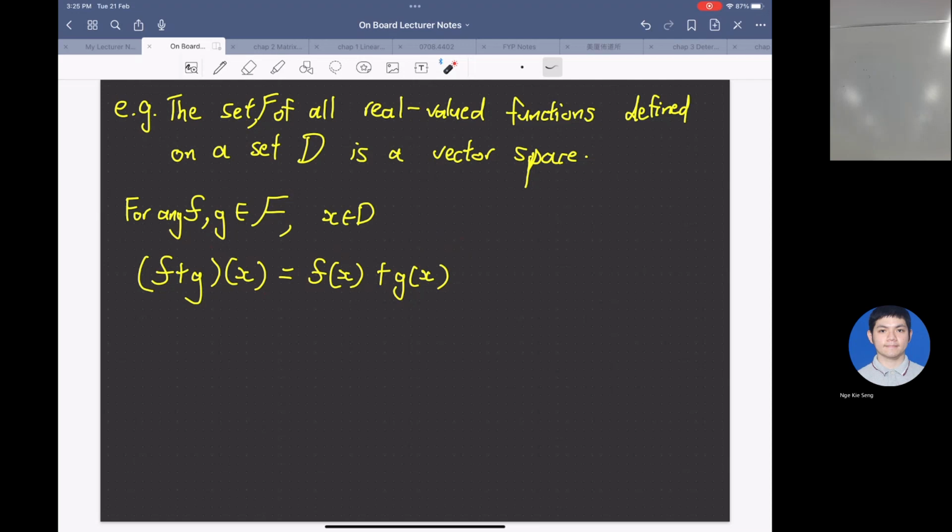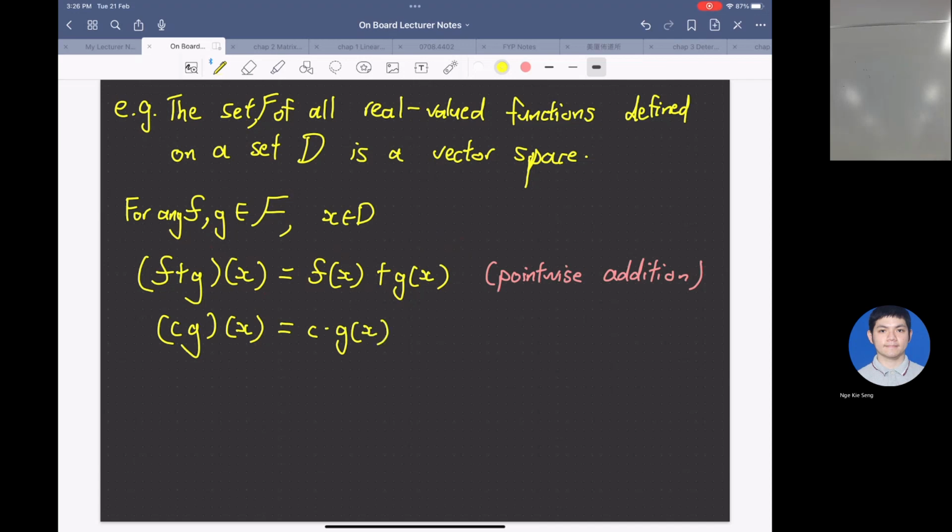This is called pointwise addition, because at every point I know how to add. And then how about scalar multiplication on a function? We'll just get c times g(x).